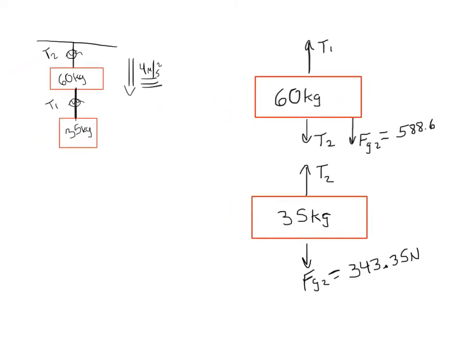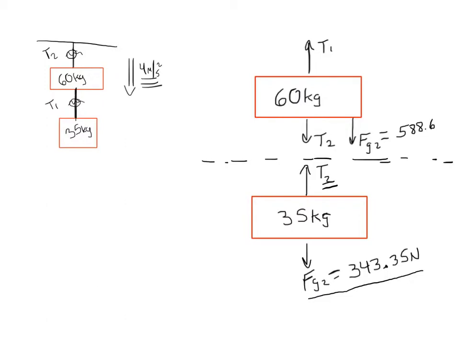We have 35 kilograms. If we start at the bottom, we have the force of gravity pointing down, which is just the acceleration due to gravity, which is 9.81 times 35, gives you 343 newtons. Then we have the tension 2 pointing up. So that gives us our first system. Put a little, separate them there.